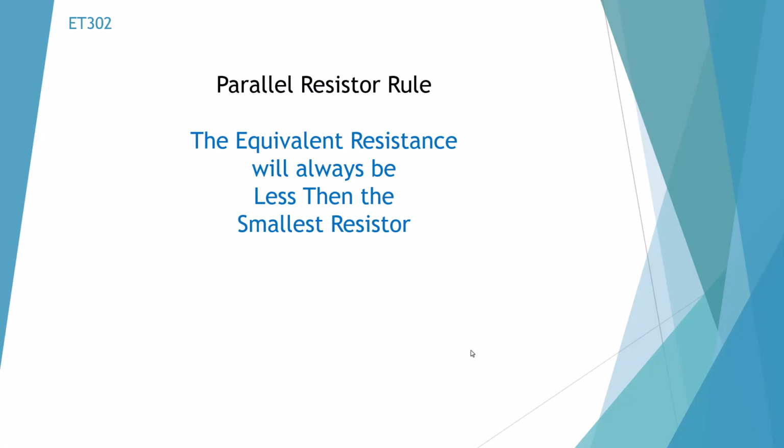There's a simple parallel resistor rule that the equivalent resistance will always be less than the smallest resistor. So this can be used as a check. If you calculate it, it should be smaller than the smallest resistor. This is also helpful in multiple choice tests, including the FCC exams. It'll save you some time. So the equivalent resistance will always be less than the smallest resistor.